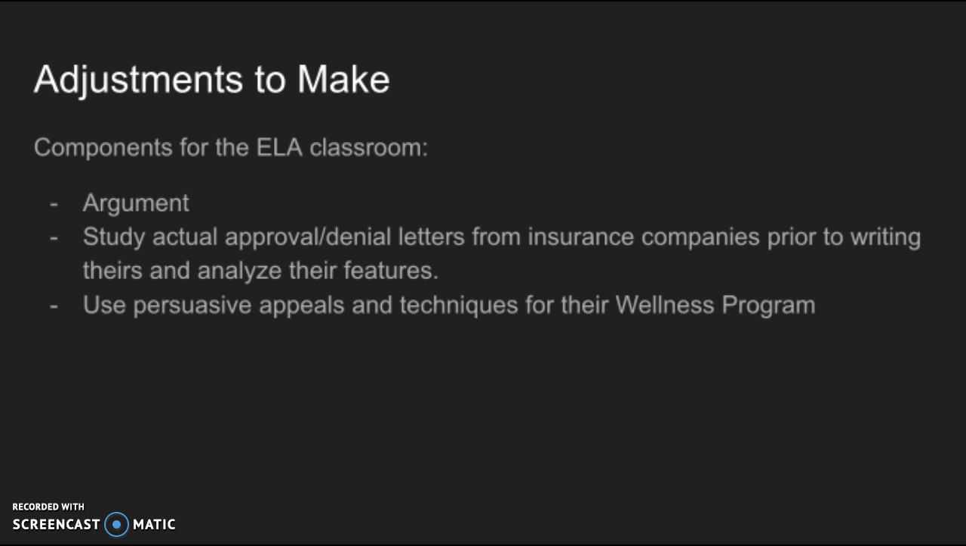And then there's also the idea that students are supposed to design a wellness program. So either within that wellness program or as a rebuttal to a denial letter, for instance, or something like that, could there be an argument component added? Argument is a really big part of our English standards. So I feel like something could go that direction.